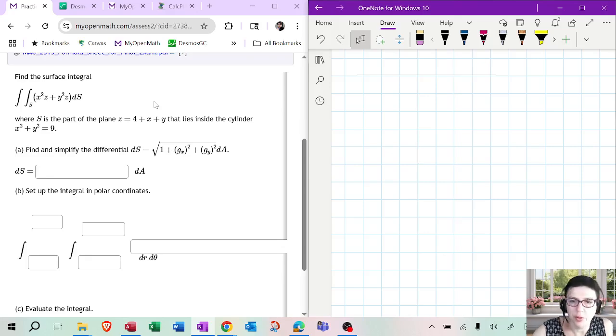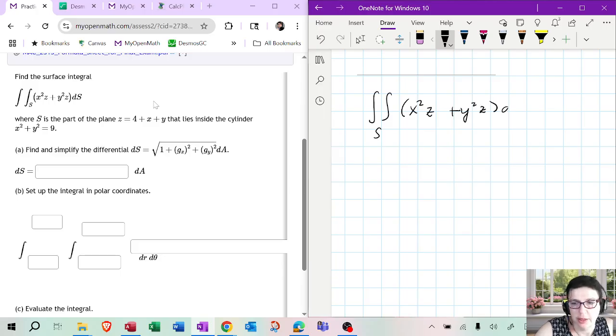In this video, we are going to compute the surface integral of x squared z plus y squared z dS. Now, what is our surface? Hopefully you realize that z equals 4 plus x plus y, because there are no squares. It's just going to be a plane, but not the whole plane, just the part that is inside the cylinder.